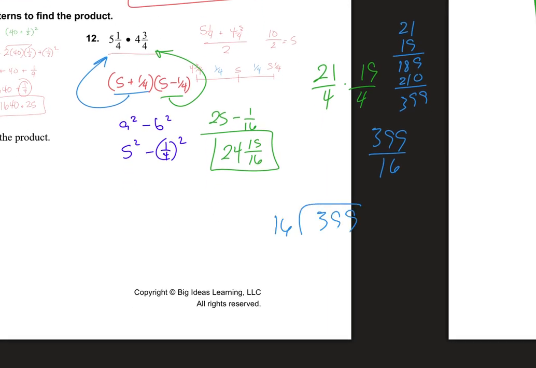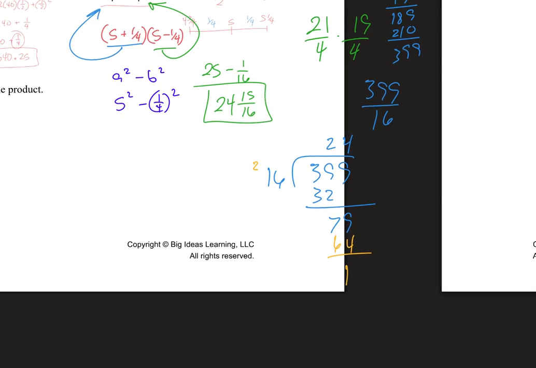399 over 16. Let's see, that goes in twice because that's 32, right? And that would be 79. And since I already kind of know the answer is 24 something, I'm just going to write 4. 4 times 16, well, I got to do that math. 4 times 6 is 24. That is 64, and I'm going to get 15. Cool. 24 and 15/16.